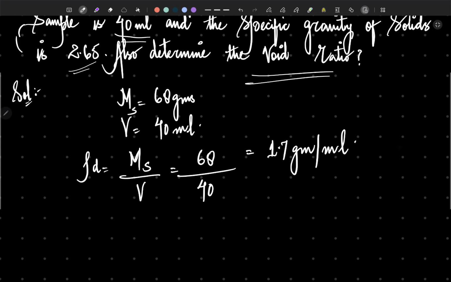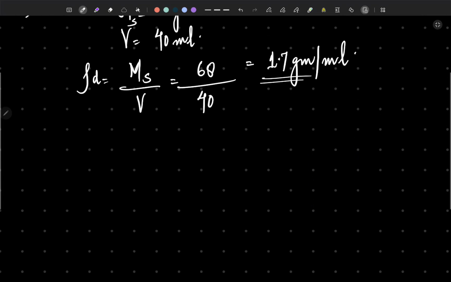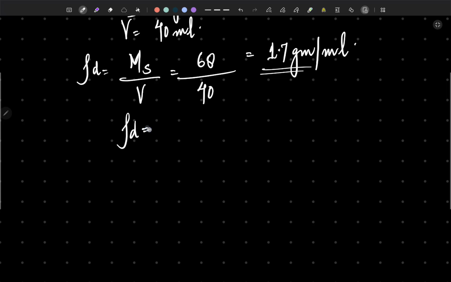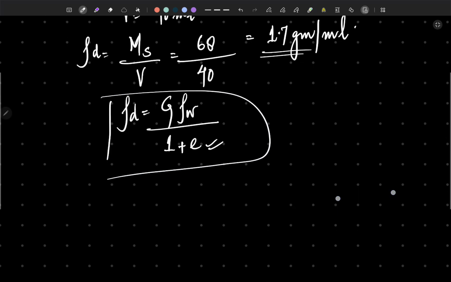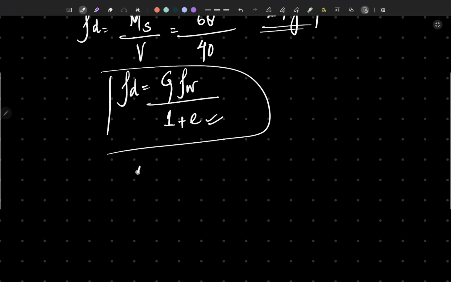All right. So we found the dry density, which is 1.7 grams per milliliter, from the expression relating dry density, specific gravity, and the density of water. We can find the void ratio as well. We can find it in a number of ways, but the expression we are going to use here is this one. So let's substitute the values and find the void ratio.